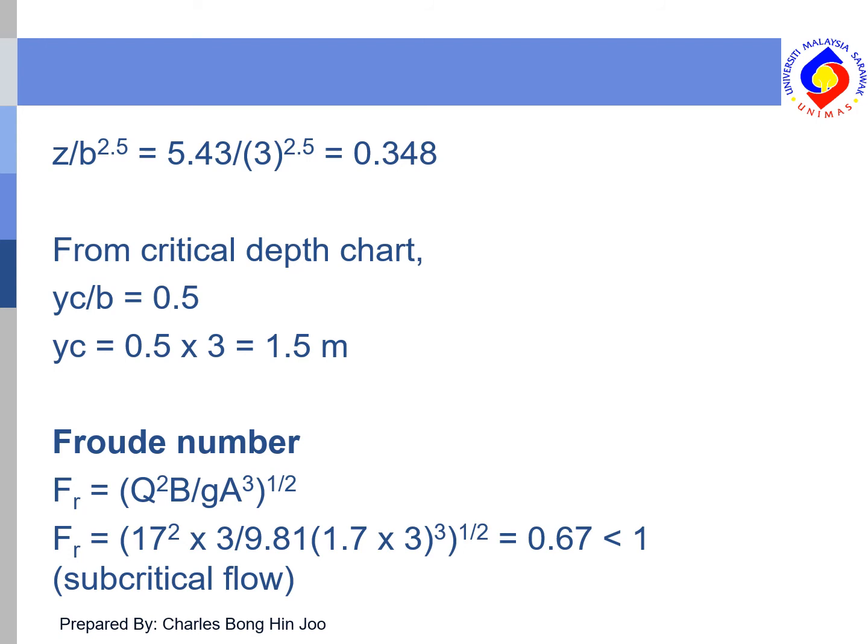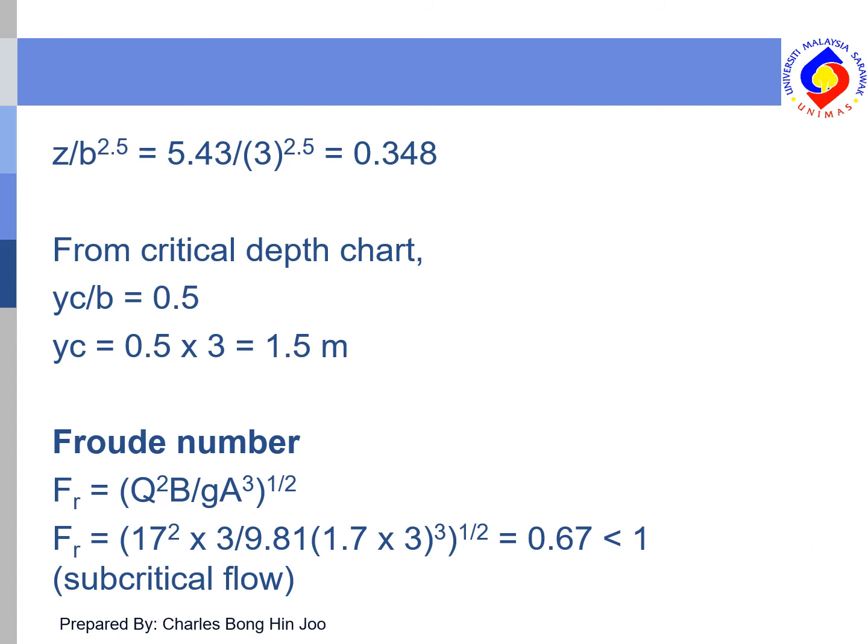From there, we pull down our vertical line to touch the appropriate shape. In this case, it is rectangular. Then from there, you read what is the value on the vertical axis. In this case, the vertical axis Yc over B is 0.5, and since the channel width is given as 3, the critical depth will be 0.5 multiplied by 3, which will get you 1.5 meters.